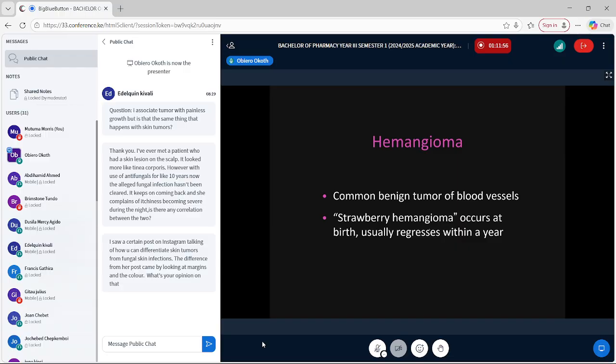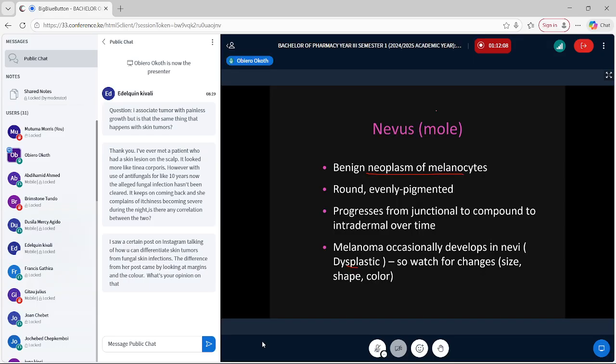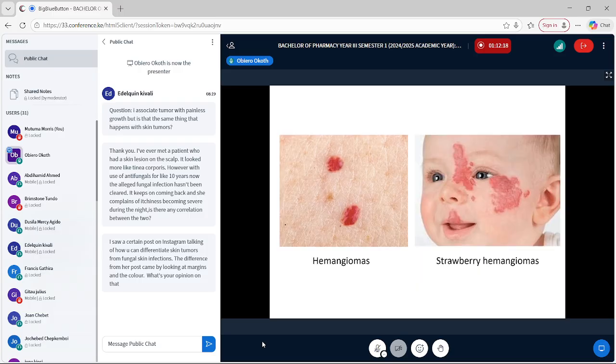So, a benign neoplastic tumor of the melanocyte is called a nevus. If there are many, they are called nevi or moles. Hemangioma is basically a benign tumor of the blood vessels. Strawberry hemangioma occurs at birth and usually regresses within a year. You don't need to biopsy it, just look at it. It's purplish, violaceous. They do mature and regress.